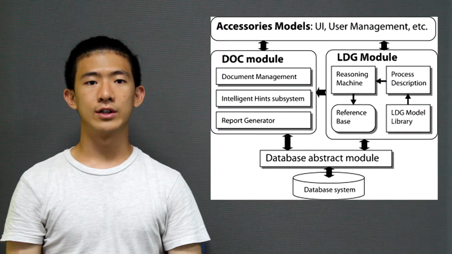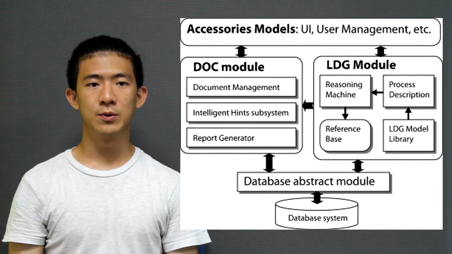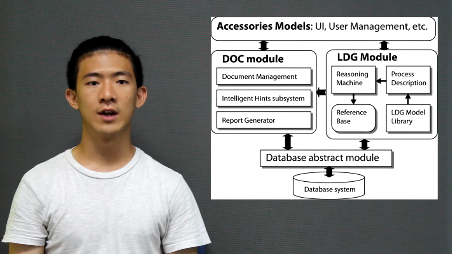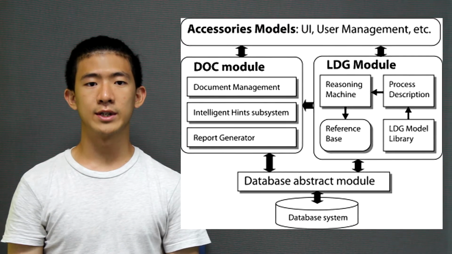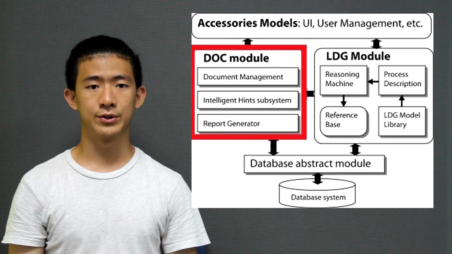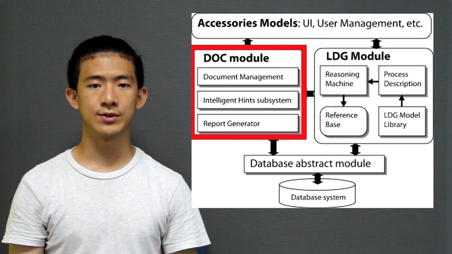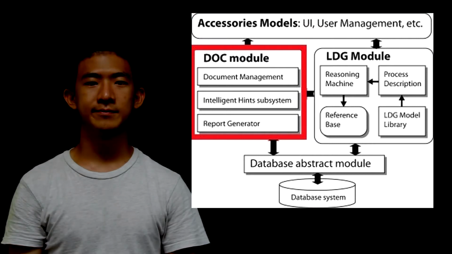These diagrams show the LDG HAZOP flowchart. This flowchart is based on the LDG model, where it captures the cause and effect relationship between process deviations generated by all types of HAZOP guidewords. Another important part of LDG HAZOP is the DOC module, an intelligent word processing module which can assist the experts in editing HAZOP results, making printable HAZOP reports, and so on.